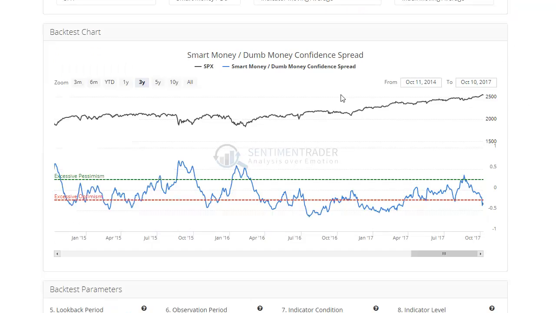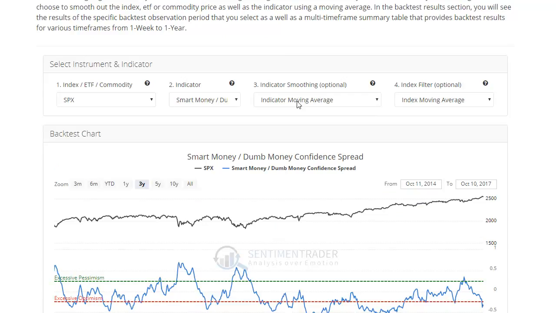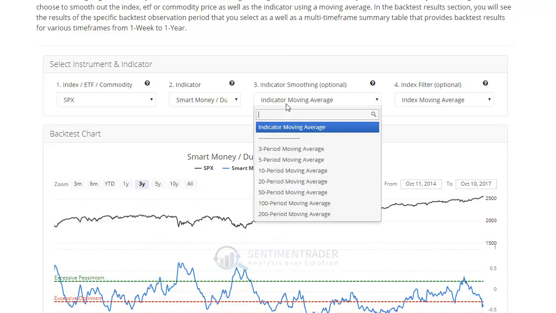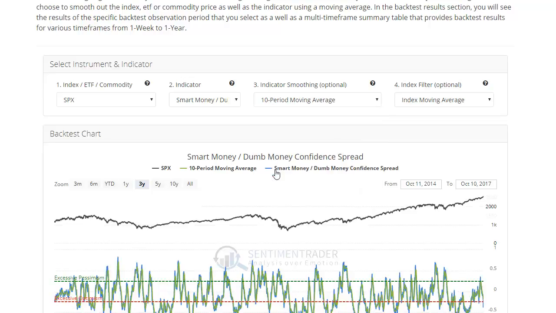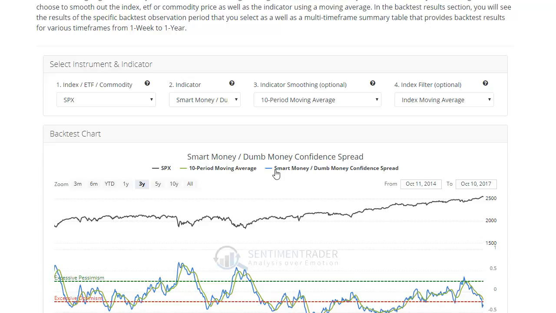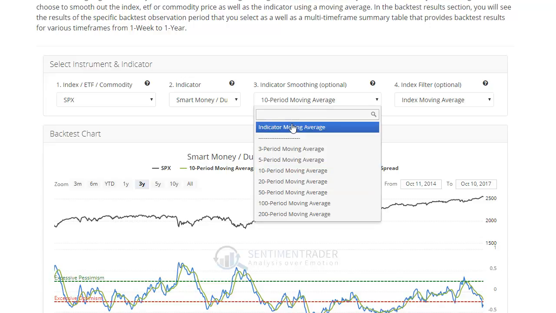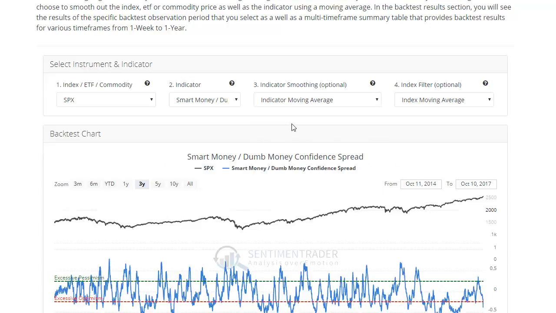The indicator smoothing, that's so say if you want to say, instead of looking at the raw daily values in the spread, say you want to see how it performs when the 10-day moving average of the spread reaches a certain level. You can select that, and that'll force the backtesting engine to test the moving average and not the actual indicator. But we don't want to do that right now. We're just going to look at the raw daily value.